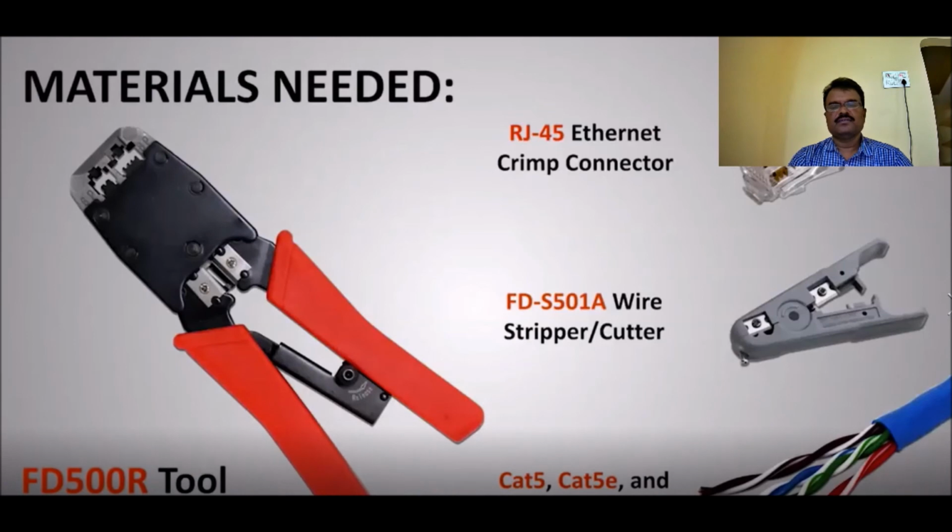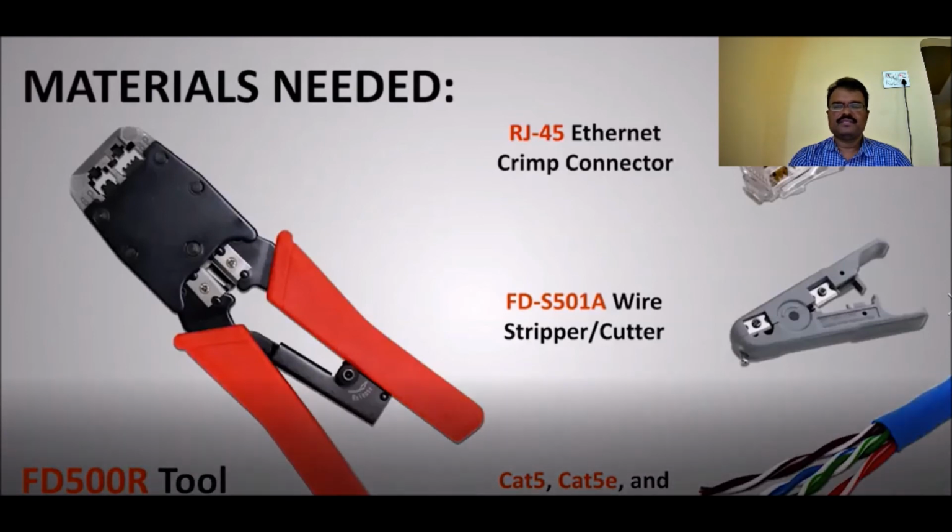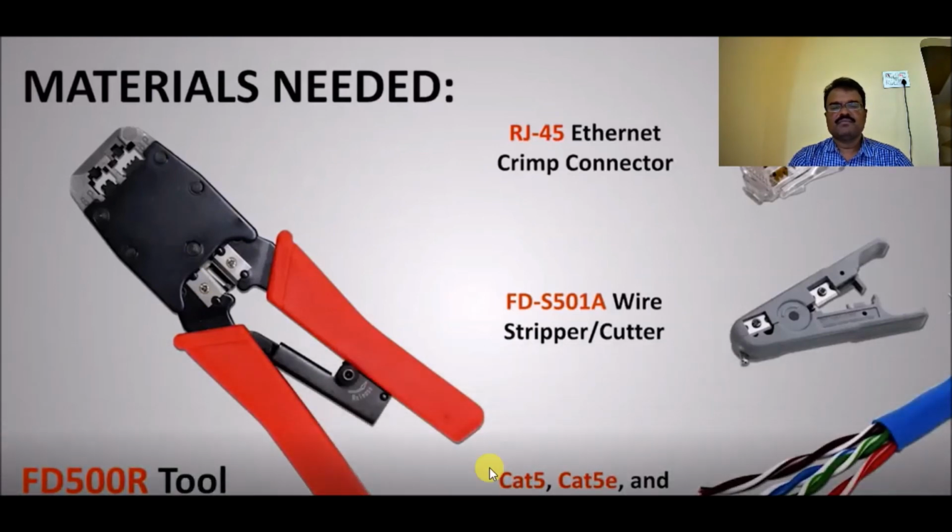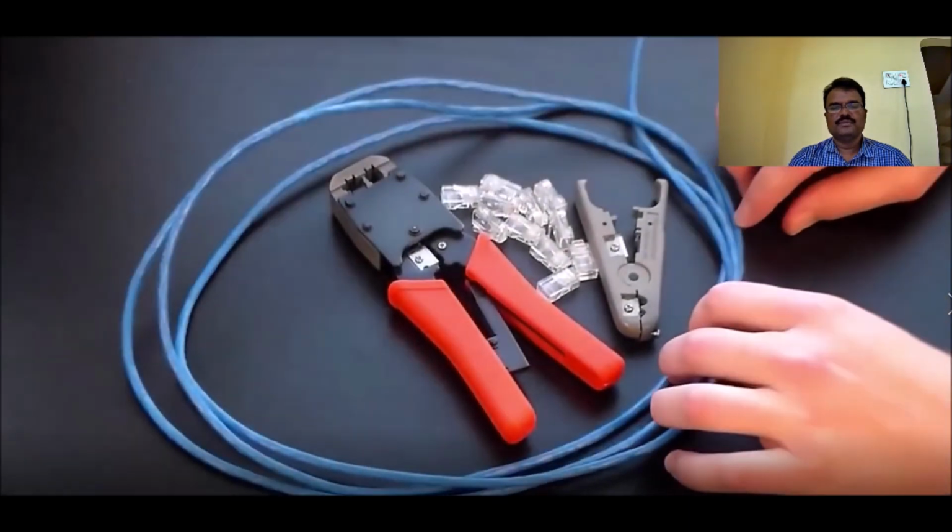Now we will see the preparation of straight through or crossover cable by using a crimping tool. So how to prepare the cable, we will see now. The materials required for this are RJ45 Ethernet crimp connectors, a wire stripper, Cat5 or Cat5e cables, and this crimping tool. After procuring these, we will do it like this.